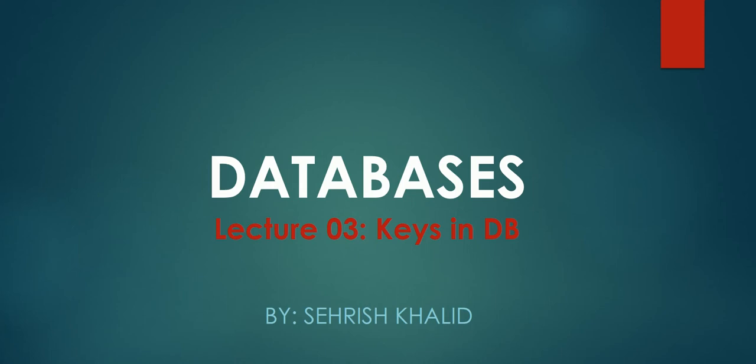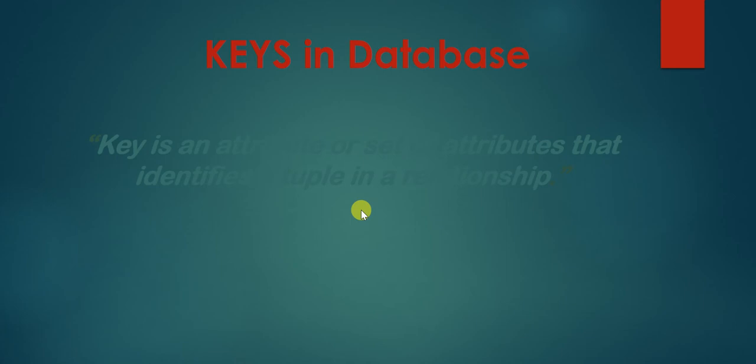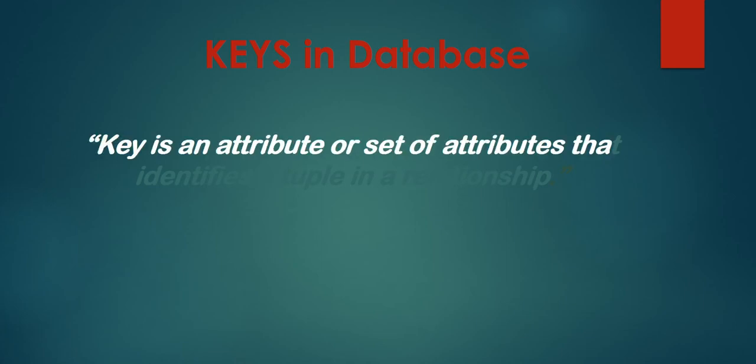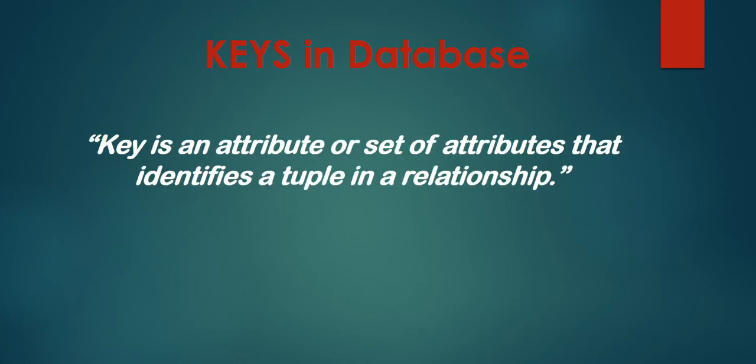Today we are going to discuss the keys in database. So what basically does the term key refer to in the database? A key is an attribute or set of attributes that identifies a tuple in a relationship. It is basically those attributes, those fields, which are used to identify a whole tuple, a whole row in a relationship or in a table.